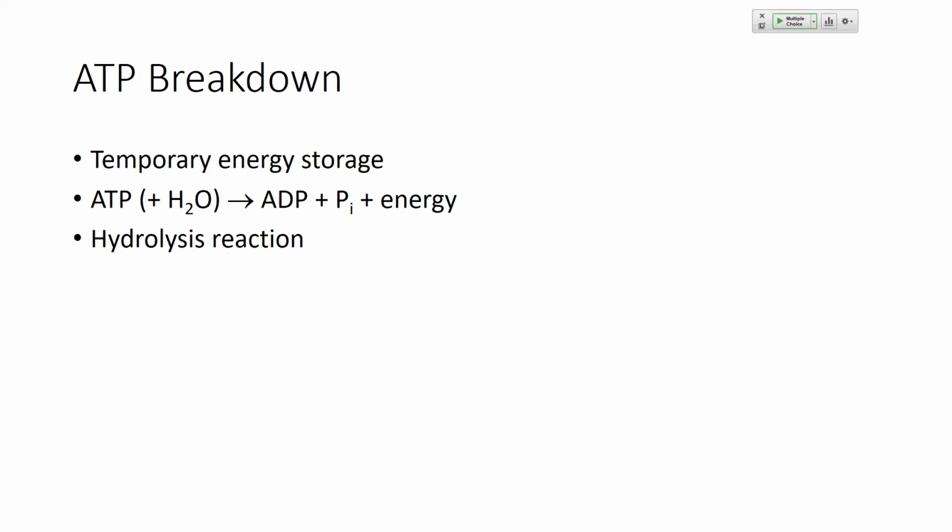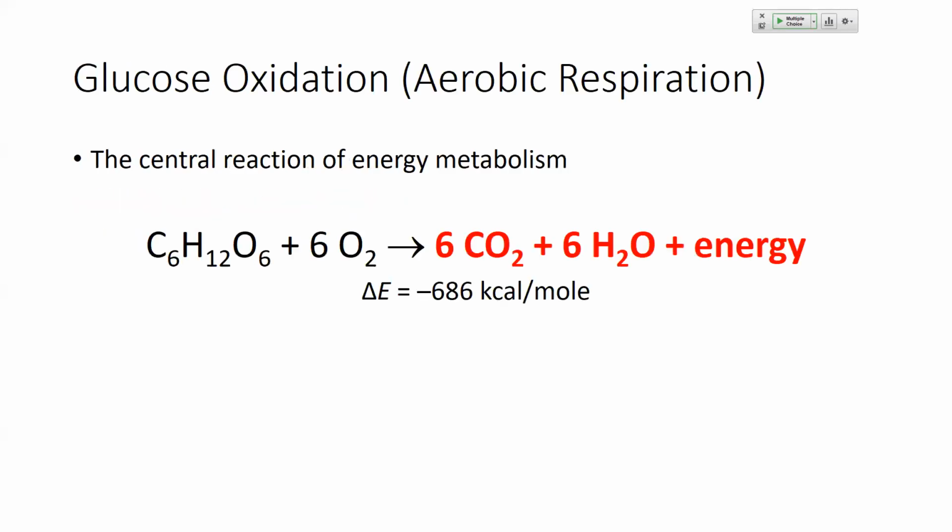Remember I told you that between the bonds of that second phosphate and that third phosphate is a lot of energy. That's where we get the energy that we harness when we break this bond. Okay? And this is a hydrolysis reaction, as I mentioned. So with that said, that is how we break ATP down.